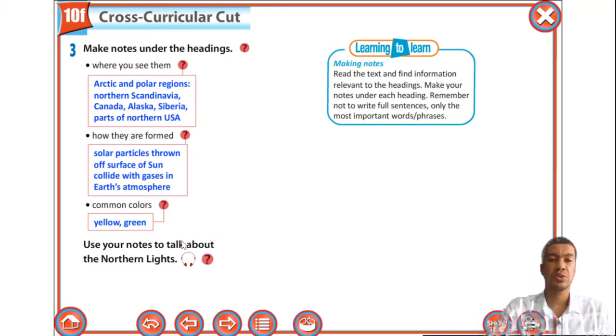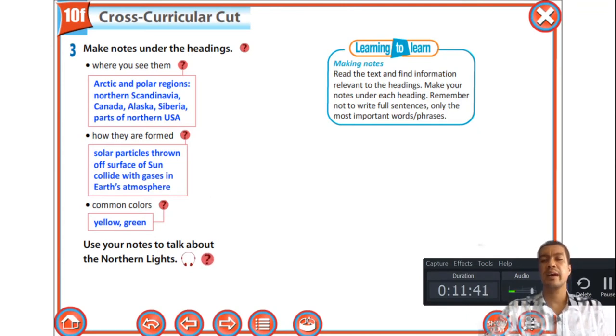So use your notes to talk about the northern lights. Obviously we cannot talk about it in this setting, but I would really recommend that you have a conversation with your schoolmates, using Zalo, WhatsApp or Skype. We'll move on to the video as I have promised you, and then we can do the questions and answers afterwards.